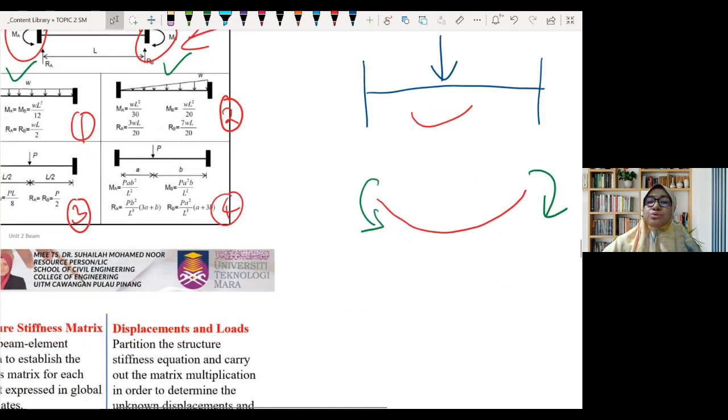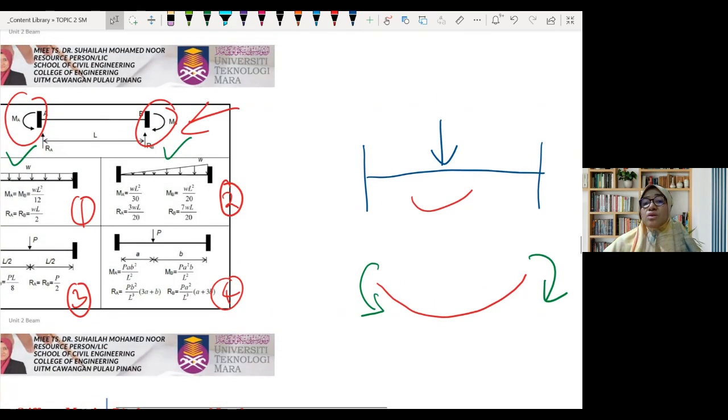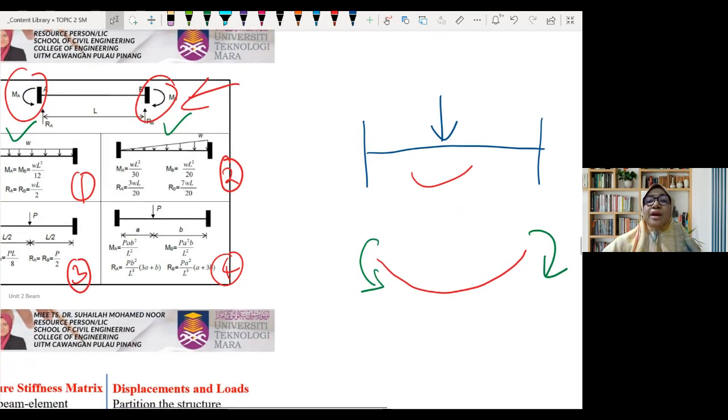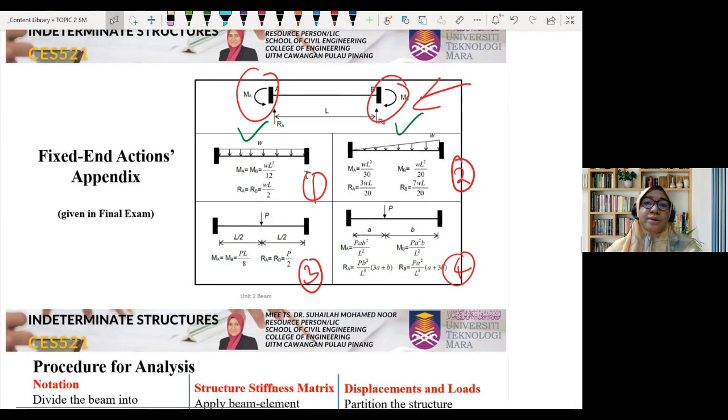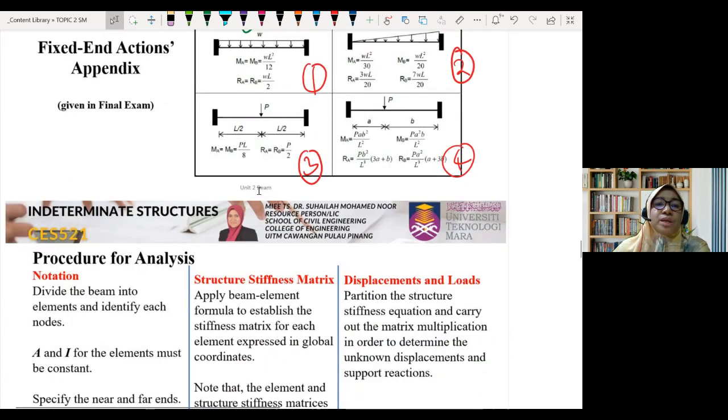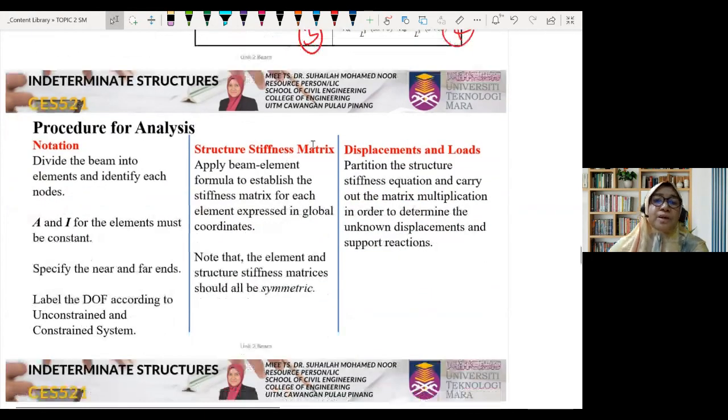The same goes for the shear force. To balance back, we have to apply it in the opposite direction. So that is why we have this in the formula. Okay, so we move to the procedure for analysis. For the notation, we need to divide the beam into elements and identify nodes. I hope everyone understands this.